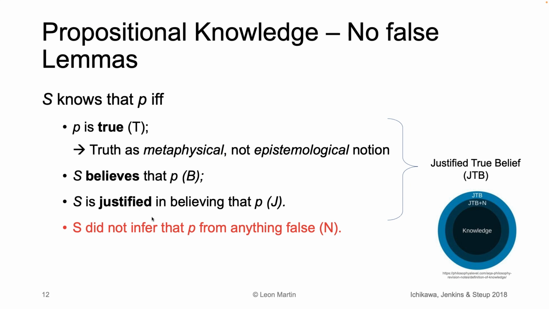So if we have this kind of diagram here, we have justified true beliefs, and that entail justified true beliefs that weren't inferred from anything false. But is this knowledge? Probably there are some cases in which this doesn't hold true. So there's one example, the so-called fake barn county.